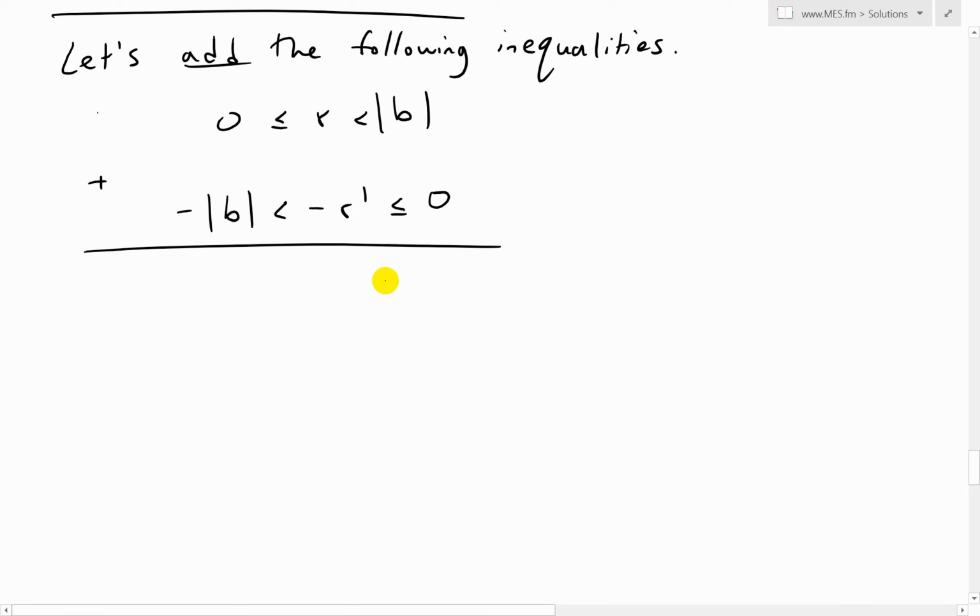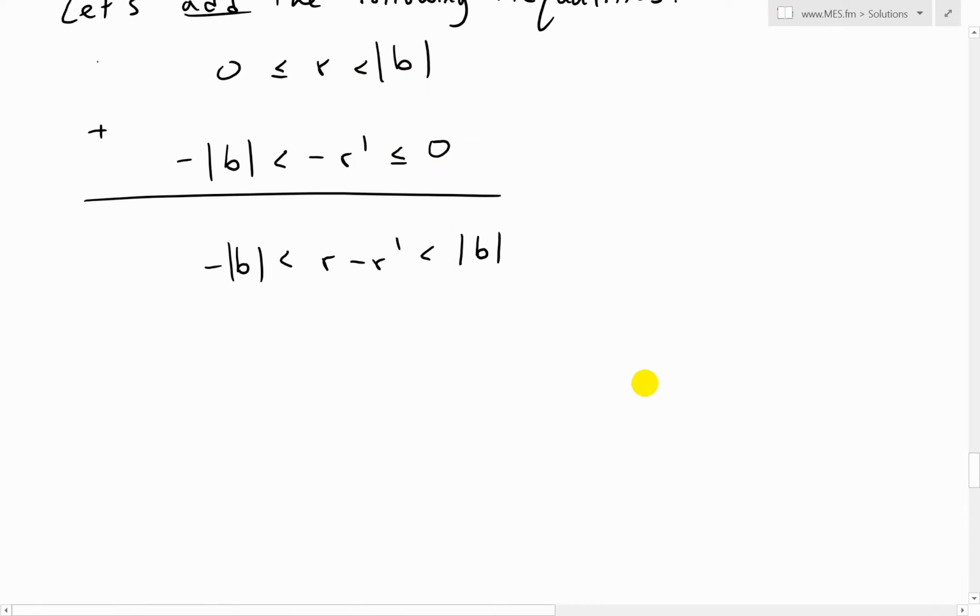If we do this, negative absolute value of b is going to be less than, so we remove the equal to, because one could be really small or the other really big, and at no point is it equal to b, so we remove that equal sign. Adding them up, we have r minus r prime is less than b, and we use less than because this one can equal 0 but that doesn't change this part.